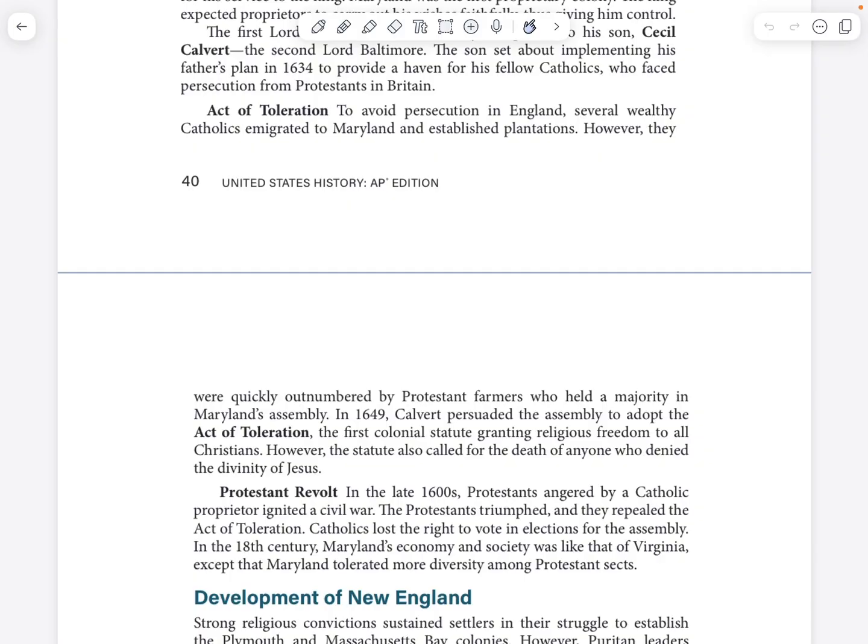Act of Toleration. To avoid persecution in England, several wealthy Catholics immigrated to Maryland and established plantations. However, they were quickly outnumbered by Protestant farmers who held a majority in Maryland's assembly. In 1649, Calvert persuaded the assembly to adopt the Act of Toleration, the first colonial statute granting religious freedom to all Christians. However, the statute also called for the death of anyone who denied the divinity of Jesus.